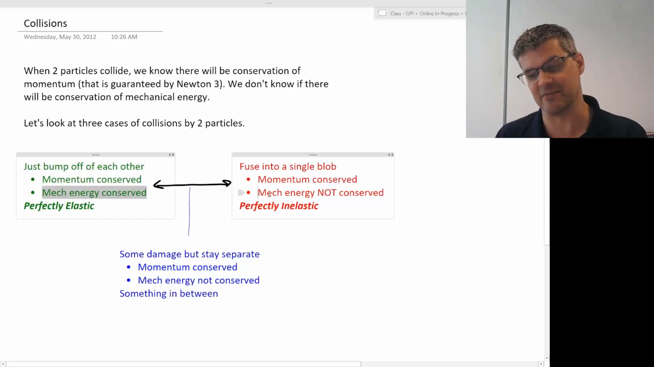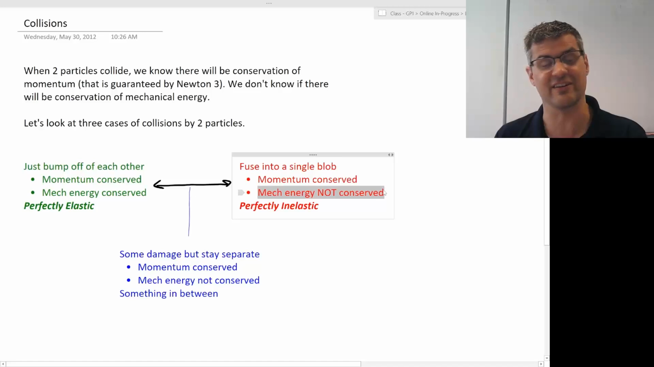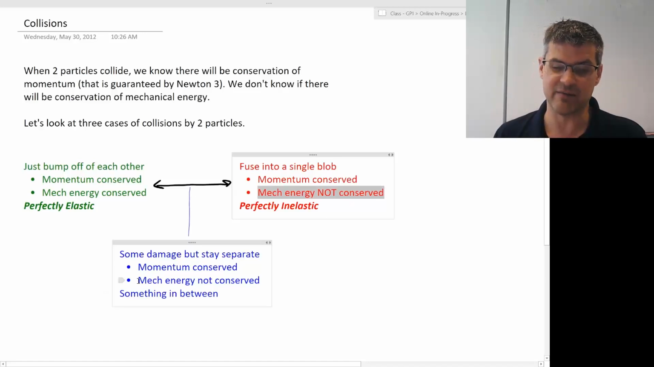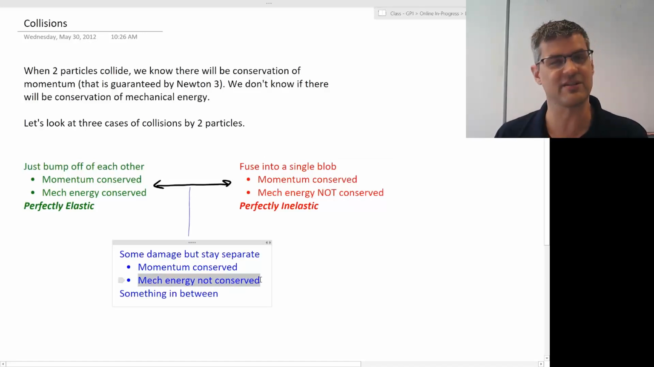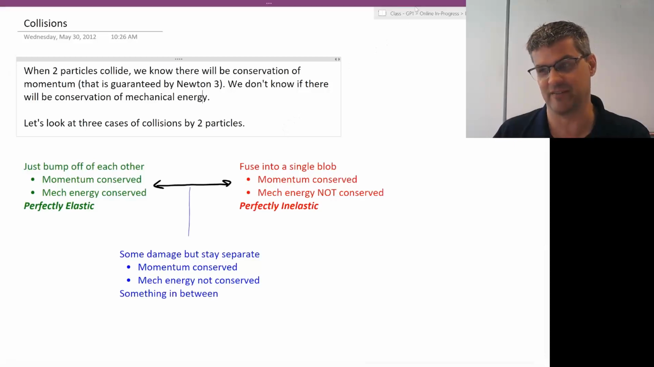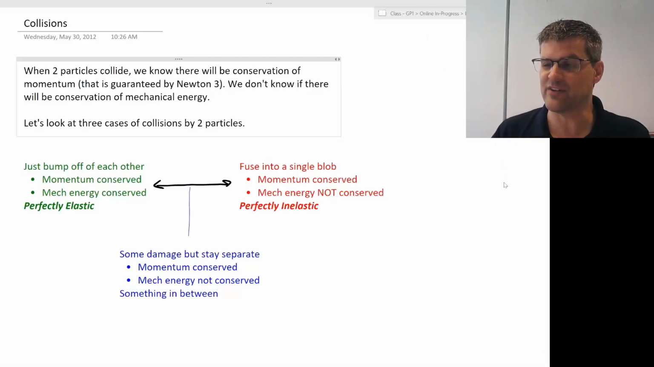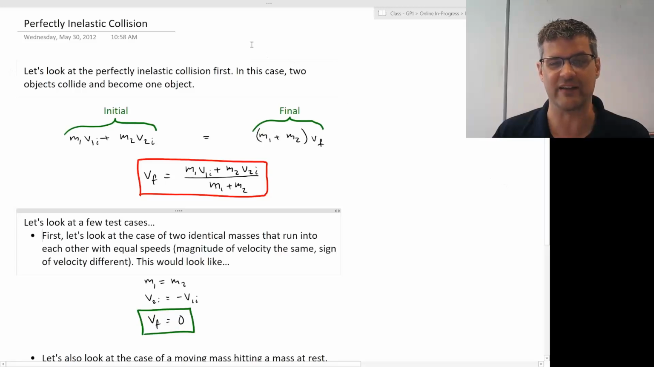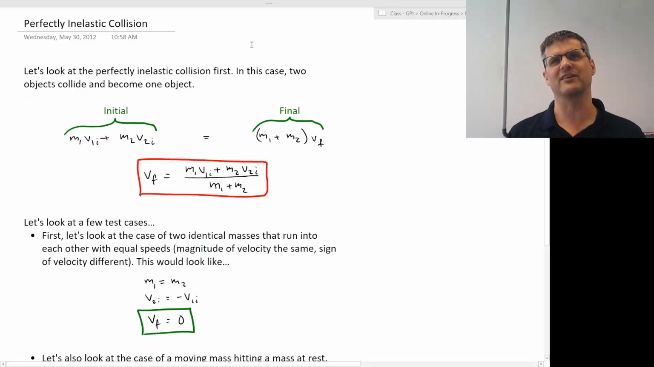In some of these cases, mechanical energy is certainly not conserved, and sometimes mechanical energy is somewhat conserved, but not completely. And so I'd like to look at each of these scenarios individually. To start with, let's look at the case of the perfectly inelastic collision, the one that's in red here. Because while you'd think, well, perfectly inelastic collision, that seems like the hard place to start.